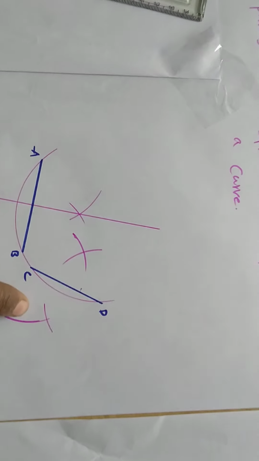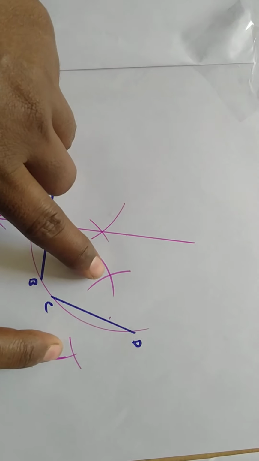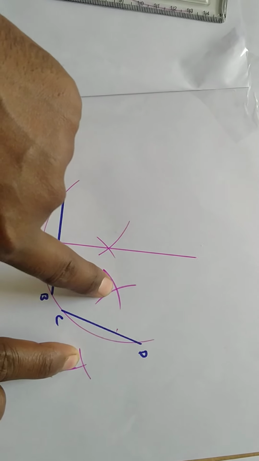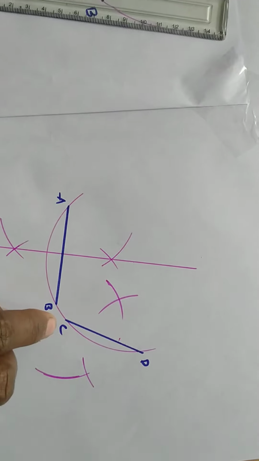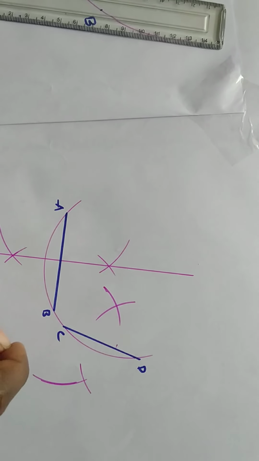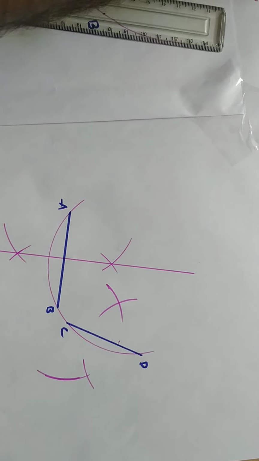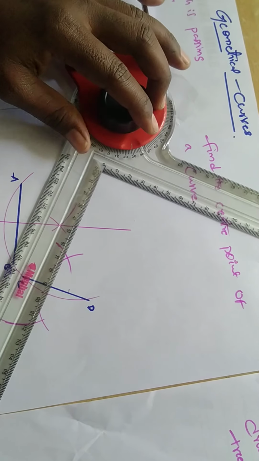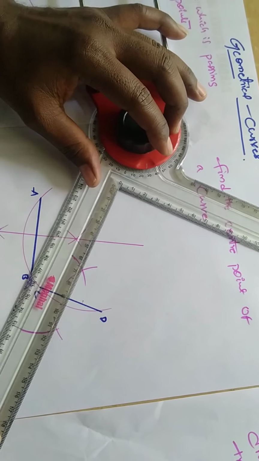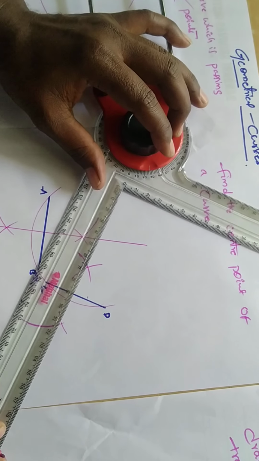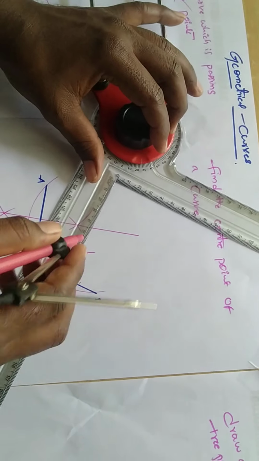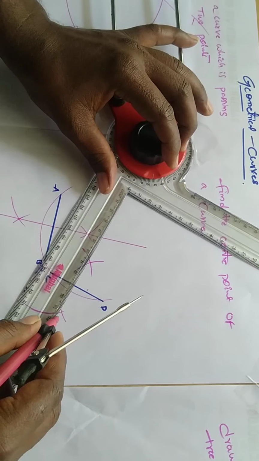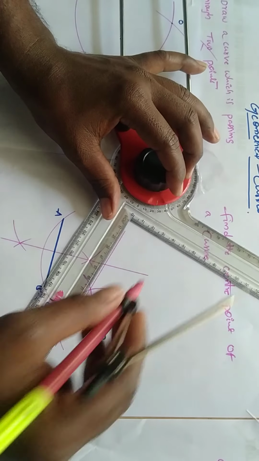The line which is passing through these arcs' intersection points represents the bisecting line of CD. Join both intersection points of the arcs. Let's draw the bisecting line.